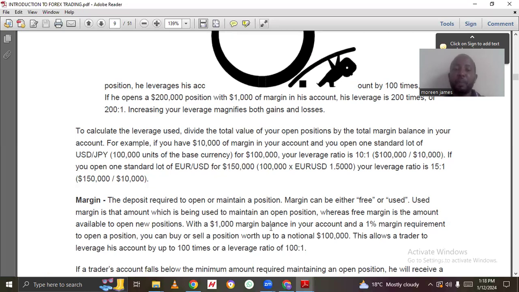So with $1,000 margin balance in your account and 1% margin requirement to open a position, we have used and we have free margin. Used is what is running the positions, and free is what is available to open new positions. So it's very, very important for you to understand that. It allows the trader to leverage the account more. So if you understand leverage and margin, we'll do this practically, because for you to understand leverage and margin, you have to really do this practically.